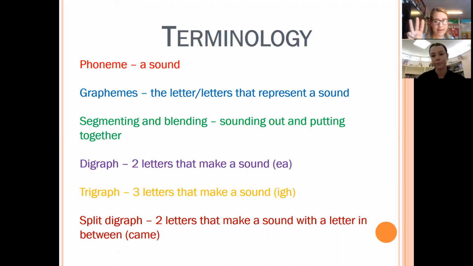A trigraph is 3 letters to make a sound. And a split digraph is 2 letters that make a sound with a letter in between. For example, in came, the A and the E are the split digraph because the E is needed to make the letter A the sound A and not A.